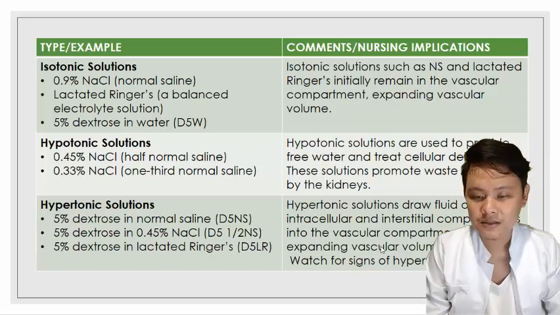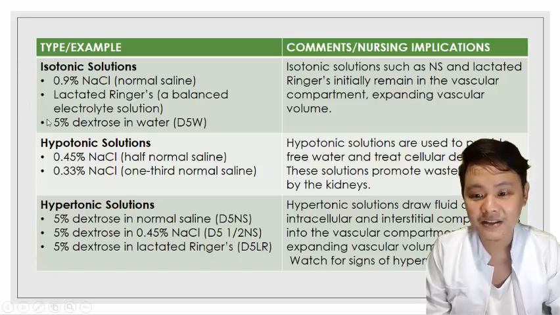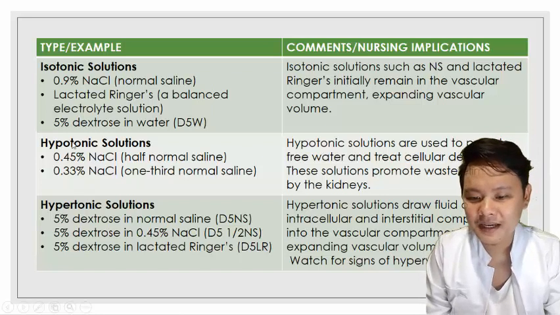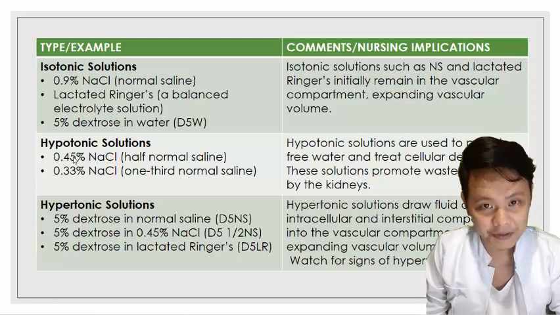Exception to the rule. Because as you can see here, sa isotonic, we have here D5 water. So D5 siya, pero it's not considered as hypertonic, rather isotonic. So huwag kayo ma-confuse ha. For hypotonic naman, yan, 0.45 or below 5% are considered as hypotonic.